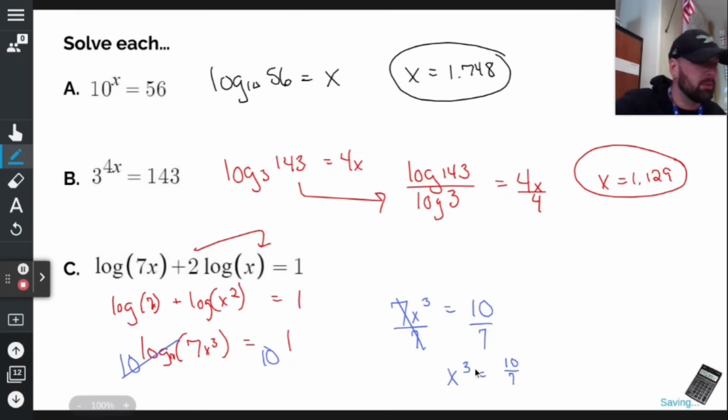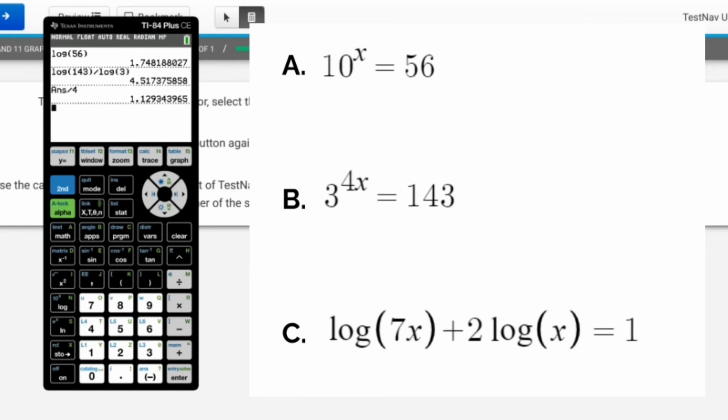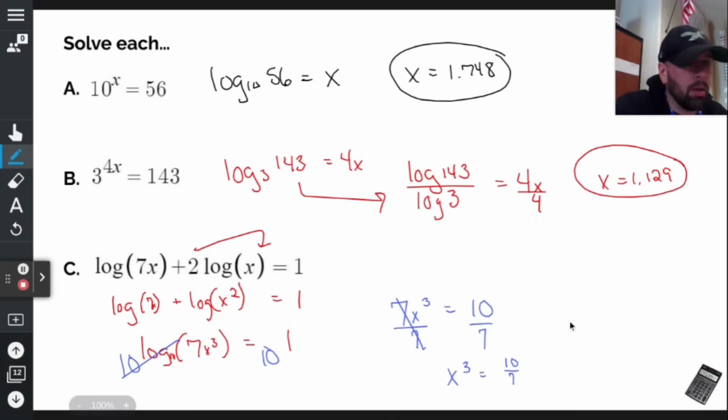Go ahead, find out. All right, so for this one, really the only calculator part that we need to do was take the cube root of 10 sevenths, which we should all know, but for some reason I'm just going to show it to you anyway. So there's the cube root. You hit math 4, and 10 divided by 7, all in the same root, and you get 1.126. Very similar to the answer that we had before, but has nothing to do with each other. X equals 1.126.